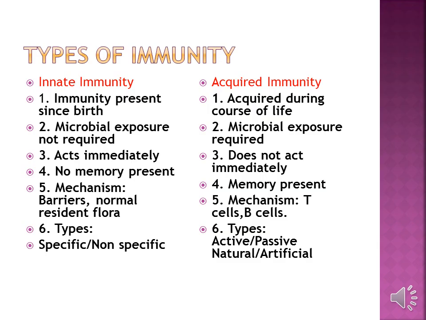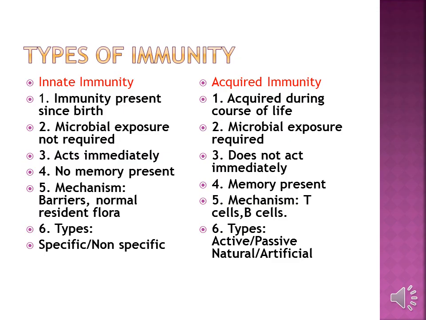So innate immunity is present since birth, microbial exposure is not required, it acts immediately, no memory is present, and the mechanism can be barriers like anatomical barriers, physiological barriers, or secretory products in the body and normal resident flora which protect from the pathogenic organisms. And it is divided into two types, specific and non-specific immunity.